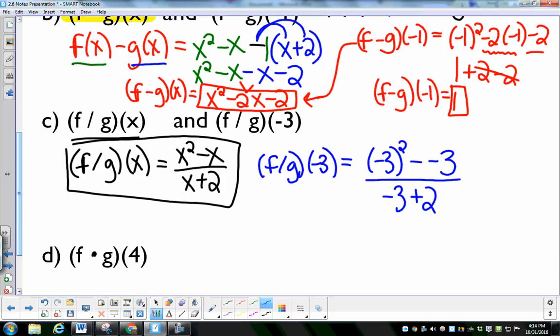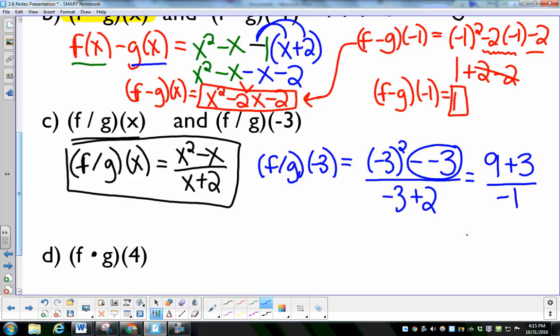So now if I look on top of this fraction, I have -3 squared. That means -3 times -3, so that's 9. And then minus -3 really means plus 3 right there. Minus a negative is the same as adding. On the denominator, I have -3 plus 2. Well, that's -1.